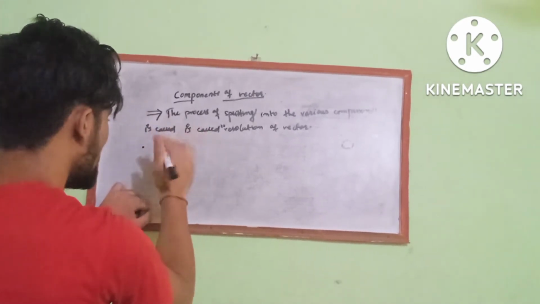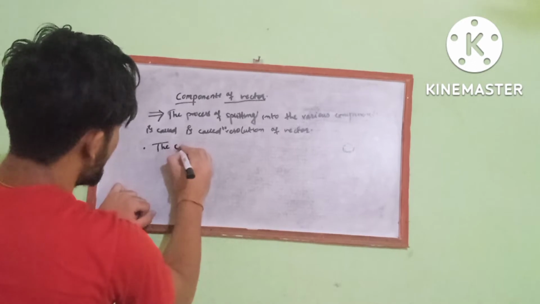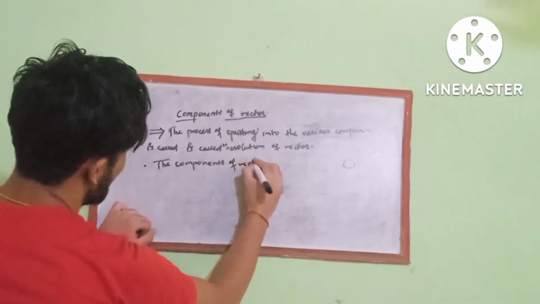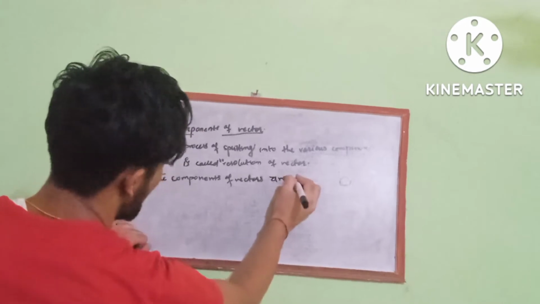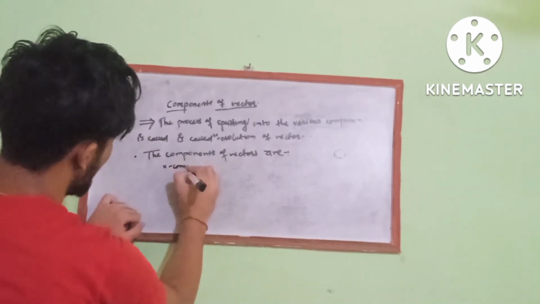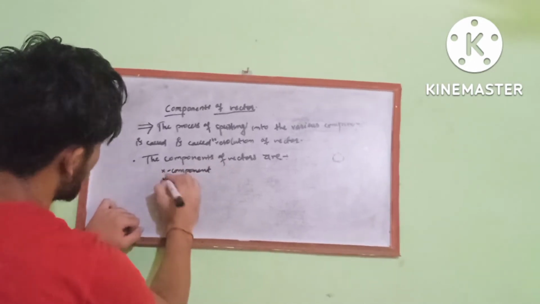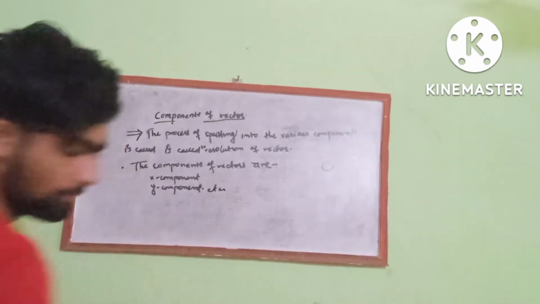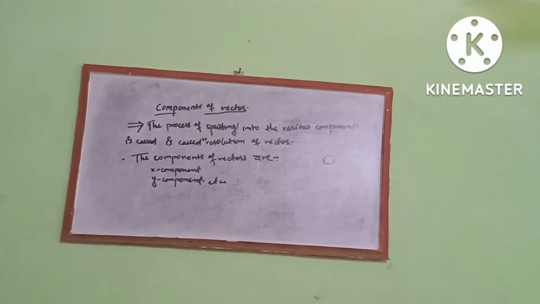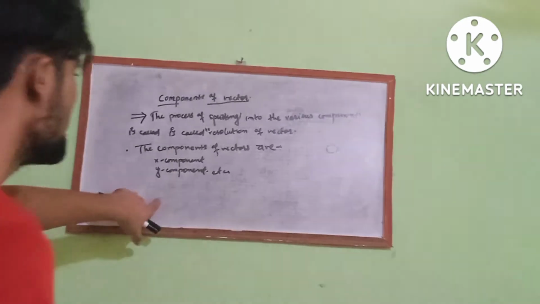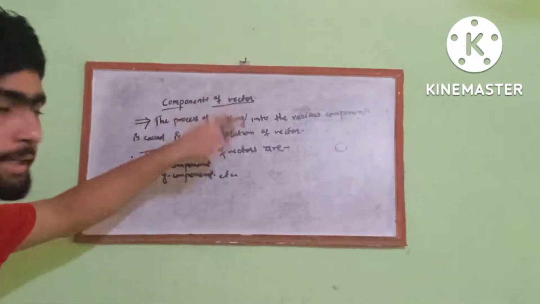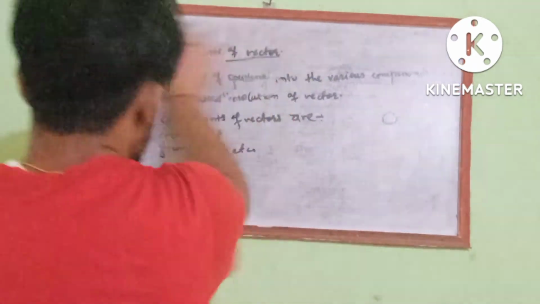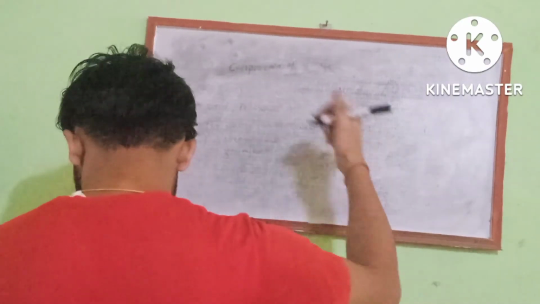Now listen here. The components of vectors are x component and y component. Now let me see this, and if any doubt arises, collect it and ask me in the comments. Now I am going to rub out the vector, so I am rubbing this.